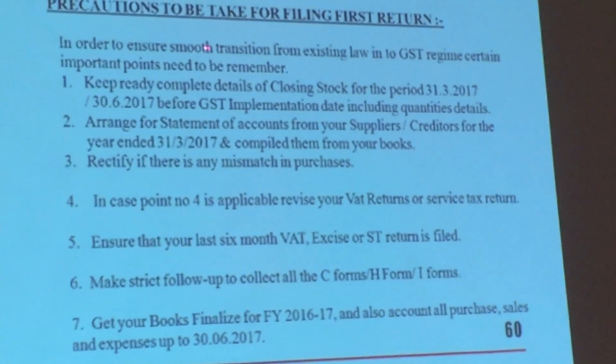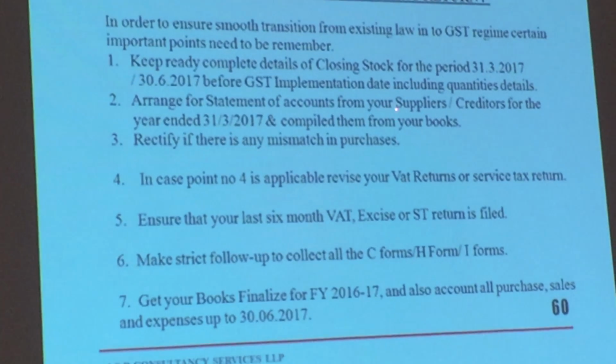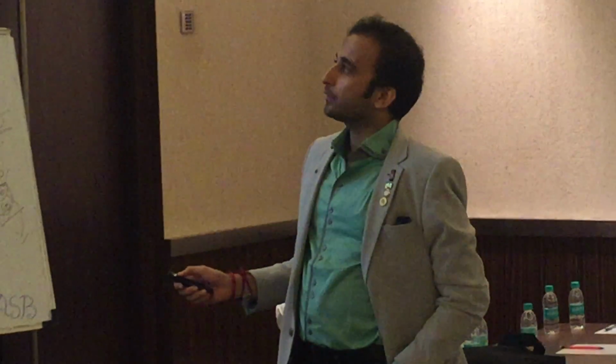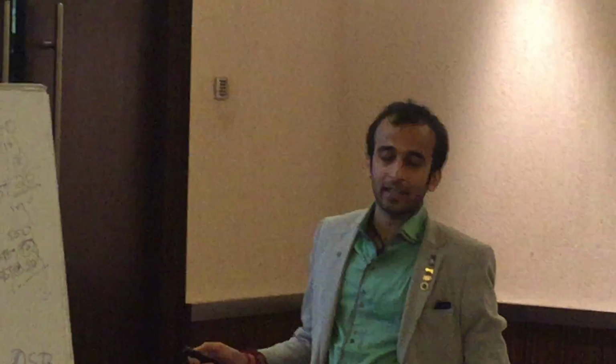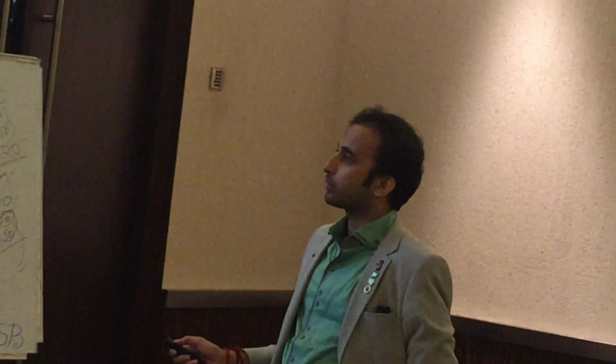So keep ready complete details of closing stock. Arrange for statements of accounts from your suppliers and creditors and reconcile them with all your major suppliers who you are dealing with frequently. Rectify if there is any mismatch in purchases. If it is so, then you have to revise your VAT returns. Make strict follow-up to collect all the pending C and H forms, because that is the main thing. Otherwise, you have to bear the liability in the new GST regime.